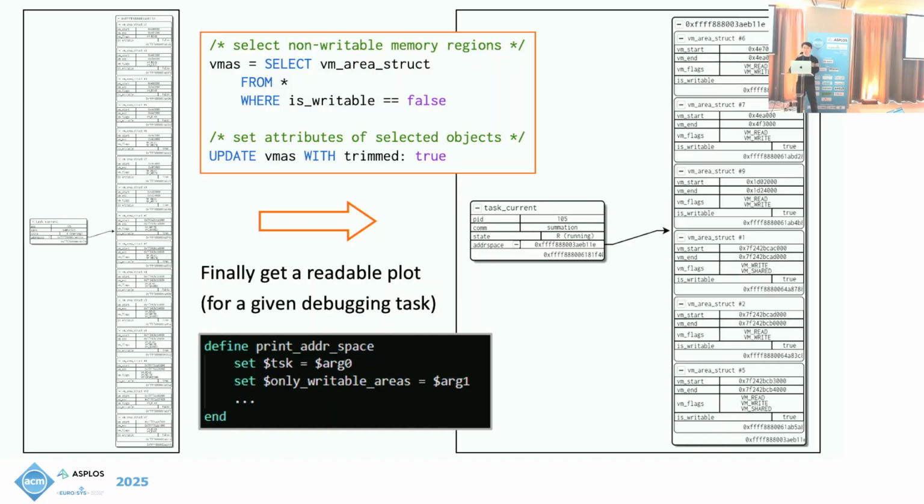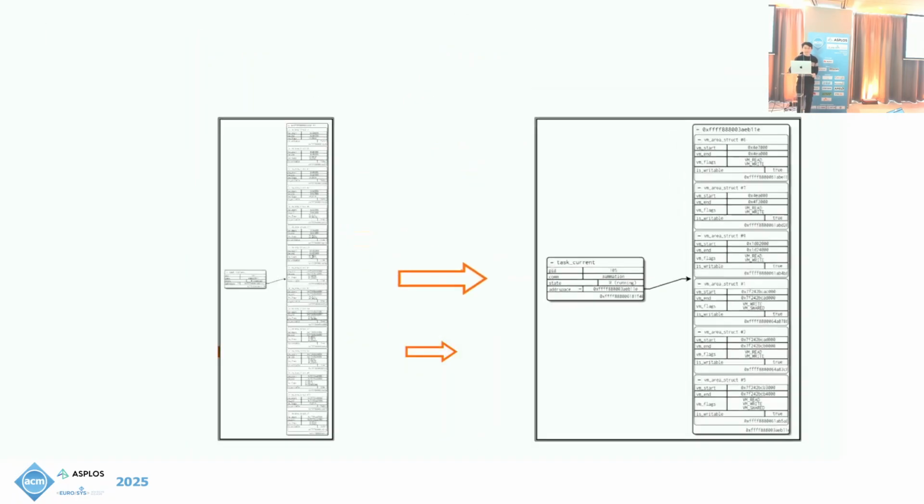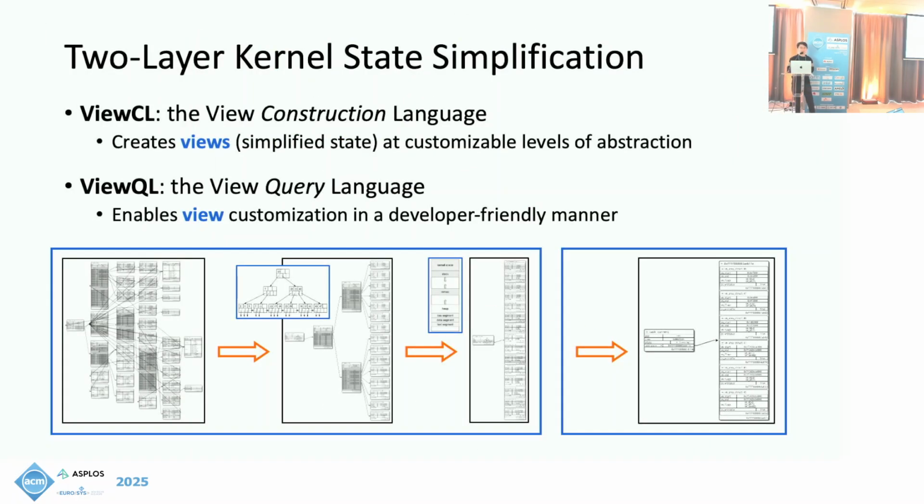In this way, we can trim all the non-writable memory regions, and we get a simplified graph where there are only 6 writable memory regions, which is really efficient for developers to diagnose a certain bug. So in summary, our solution is a 2-layer abstraction. We propose 2 domain-specific languages, ViewCL and ViewQL, that work together to break down the complex kernel state into simplified and readable views in a customizable way.